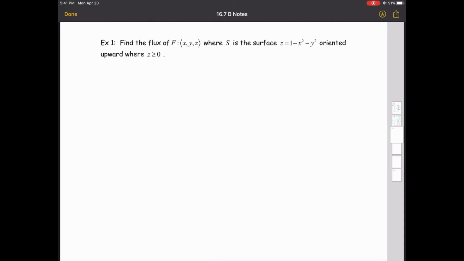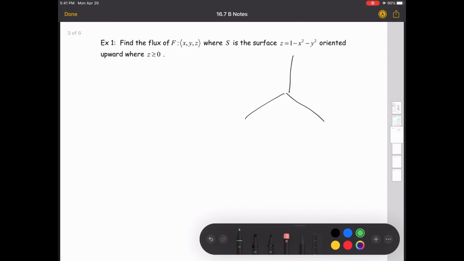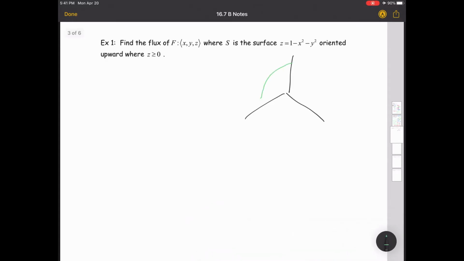Okay, example 1. We want to find the flux of our force xyz, where S is defined as the surface z equals 1 minus x squared minus y squared, oriented upward, where z is greater than or equal to 0. So the first thing we want to do is sketch this, and that is just going to be your paraboloid, which looks like it opens down, and it's got to be greater than z equals 0, so it's going to hit the xy plane. So it looks like you're just going to have your basic paraboloid that does something like this, and then hits the xy plane, something like that.